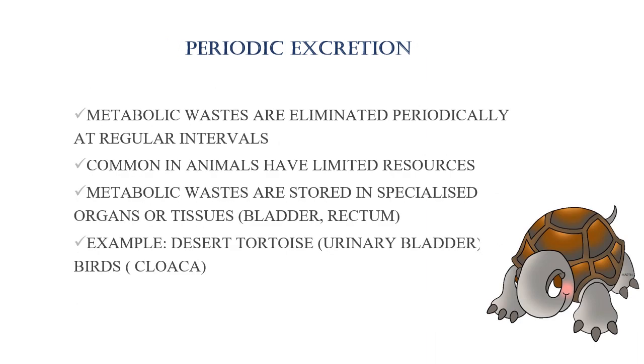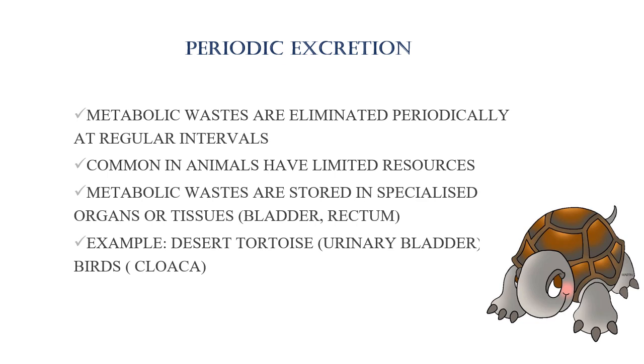And second one, periodic excretion. The name suggests it requires storage organs. It removes the metabolic waste from the body at periodic intervals. So storage organs are involved. The storage organs may be the bladder, urinary bladder, or the rectum. Bladder is for urine storage and rectum is for feces storage.